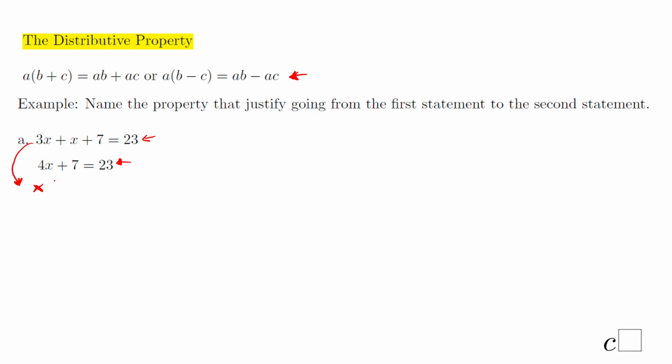I'm going to factor out an x on the first two terms. And I have then 3 plus 1, and then I close the parentheses, plus 7 equals 23. And 3 plus 1 is 4. 4x plus 7 equals 23. So in order to go from the first statement to the second one, I factor out. In fact, I use the distributive property backwards. So the property that I use here is the distributive property.